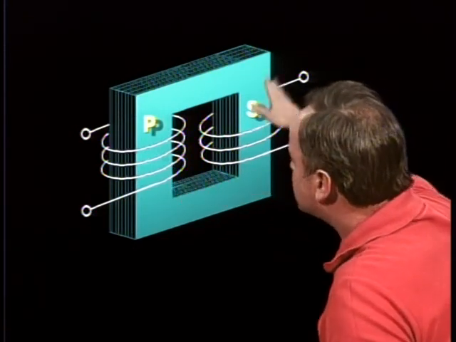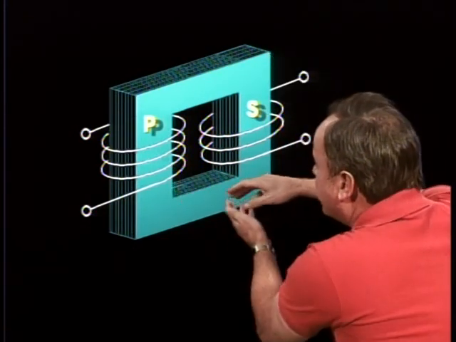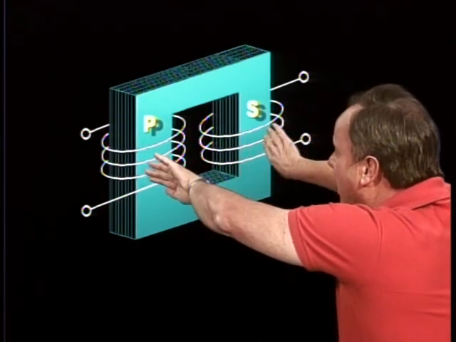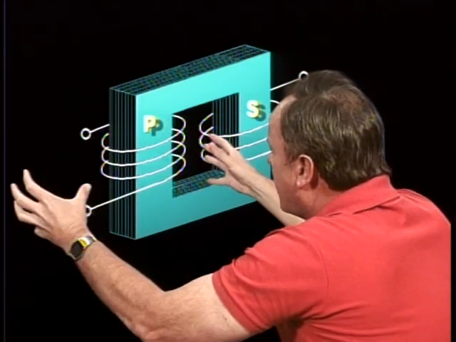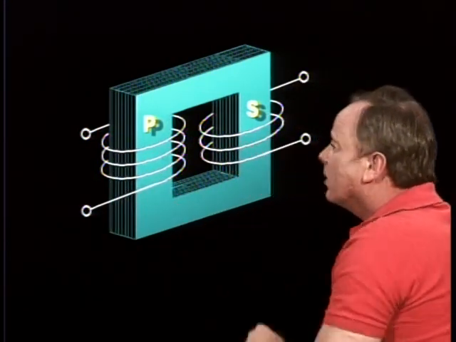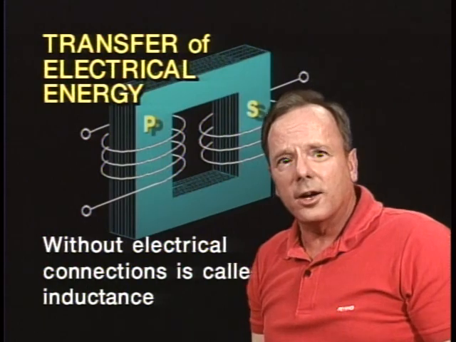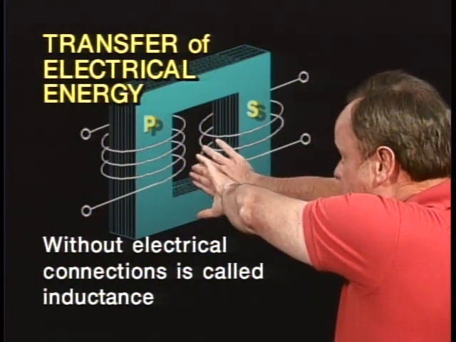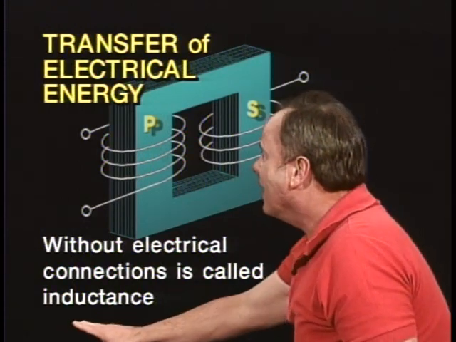Well, we said if you run a magnetic field past a coil of wire, you could create a current in that other coil of wire, and that's exactly what happens here. The expanding and collapsing field from this coil of wire creates a current in this coil of wire, even though they are not connected to each other electrically in any way. So transfer of electrical energy from one conductor to another without the aid of any kind of electrical connections between the two, that is called inductance.